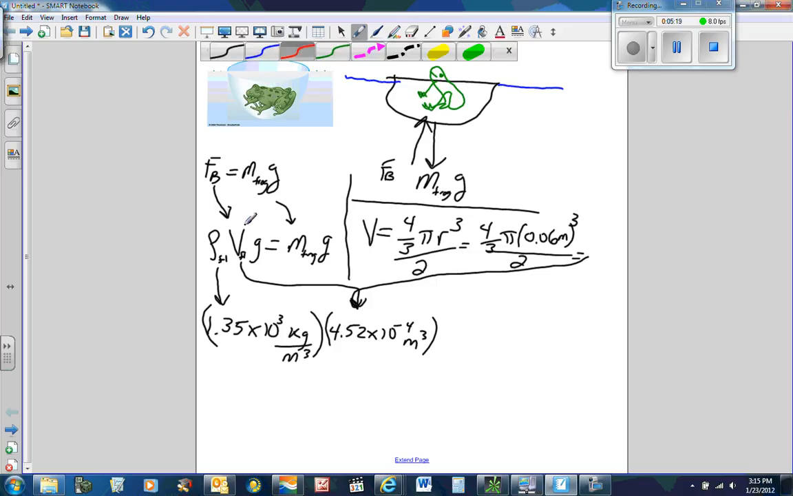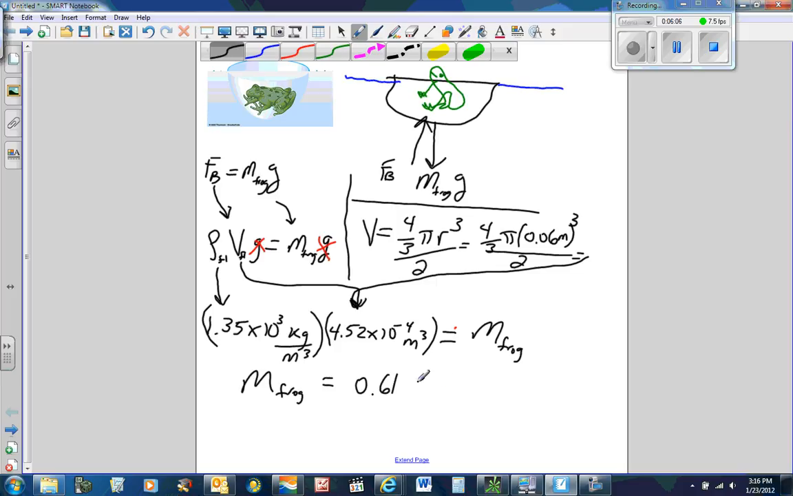All right. Now, I want to point something out here, and that is that my g's divide out. So I don't need a g. I just need it equals mass of the frog. So if I multiply those two together, 1.35 times 10 to the third and 4.52 times 10 to the negative fourth, I get mass of the frog equal to 0.61. And we have three significant figures in here, it looks like.